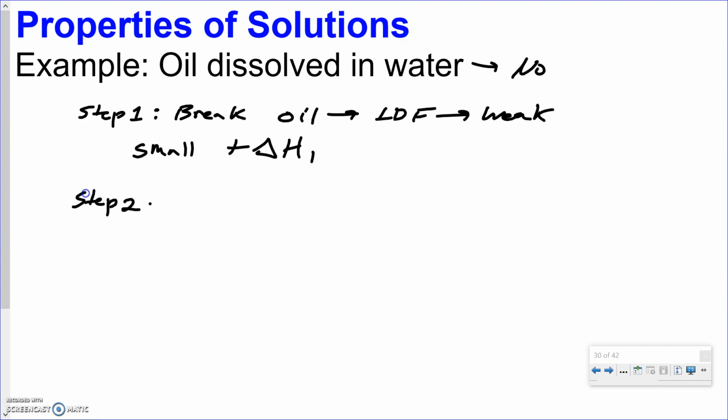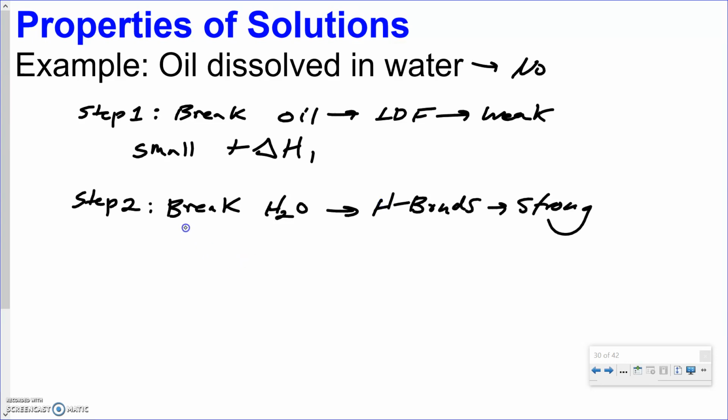Step 2 is breaking the intermolecular forces of water, which of course we know are hydrogen bonds, which we know to be strong. Well, that means we're going to have a larger positive delta H. So again, it's going to require energy. Both these steps are going to be positive, endothermic. One's going to require a little bit of energy because we have weak intermolecular forces. One's going to require a little bit more energy because we have strong intermolecular forces.